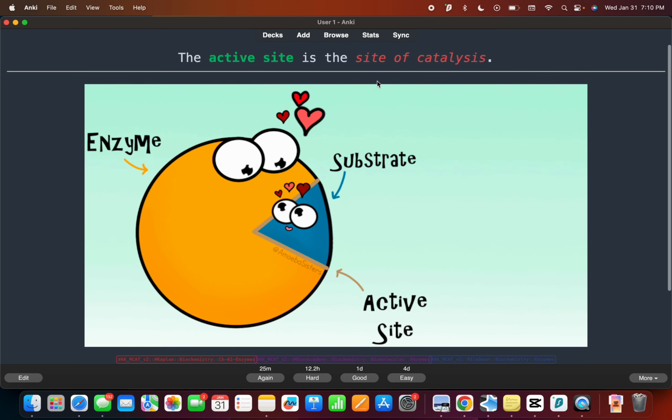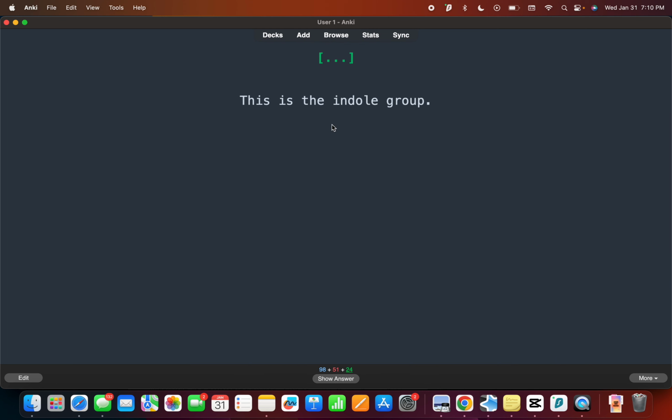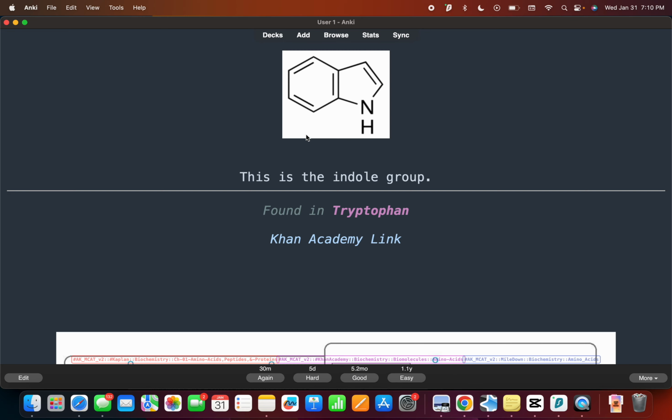This is the thiol group, indole group. So indole is like W. You can see it in the indole, which is tryptophan. Found in tryptophan. It's a phenyl with a 5 atom ring, one of which is a nitrogen.